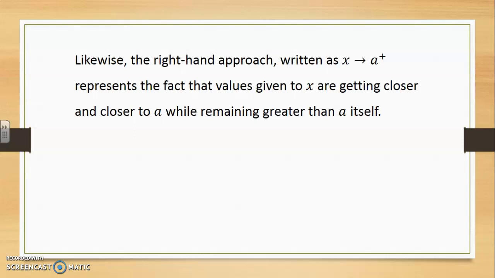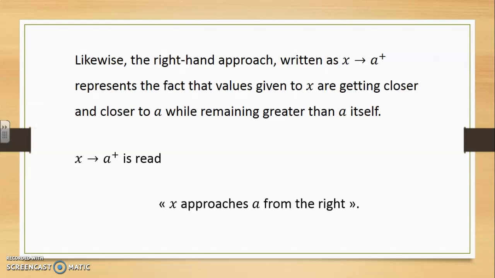Likewise, the right-hand approach, written as x heading towards a plus, represents the fact that values given to x are getting closer and closer to a while remaining greater than a itself. X heading towards a plus is read: x approaches a from the right.